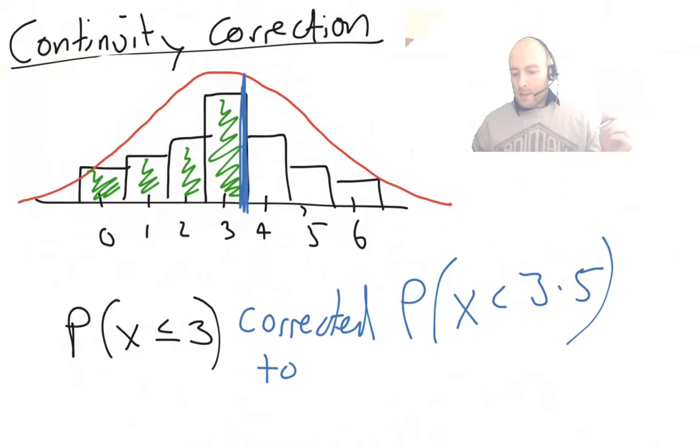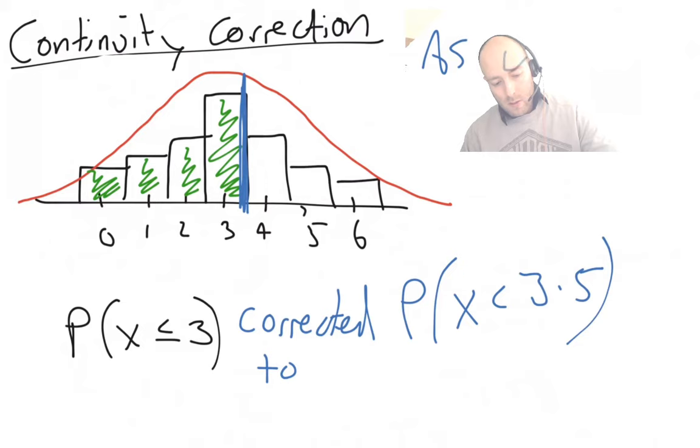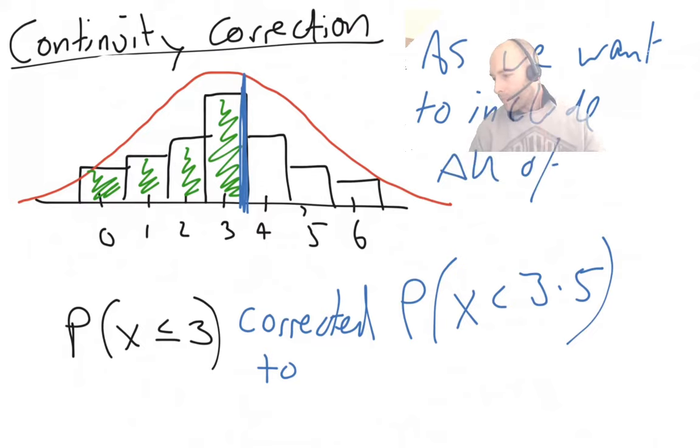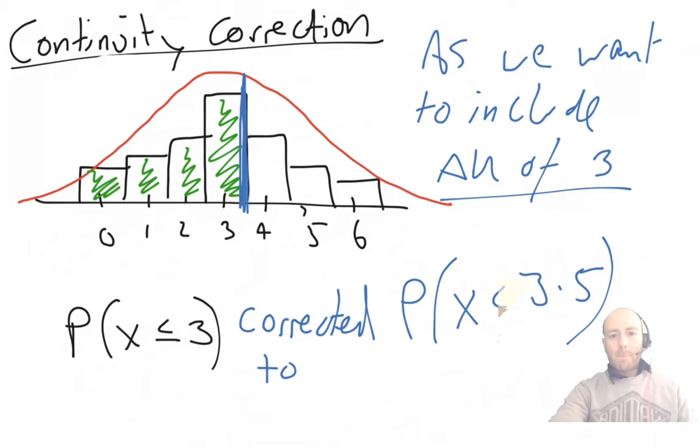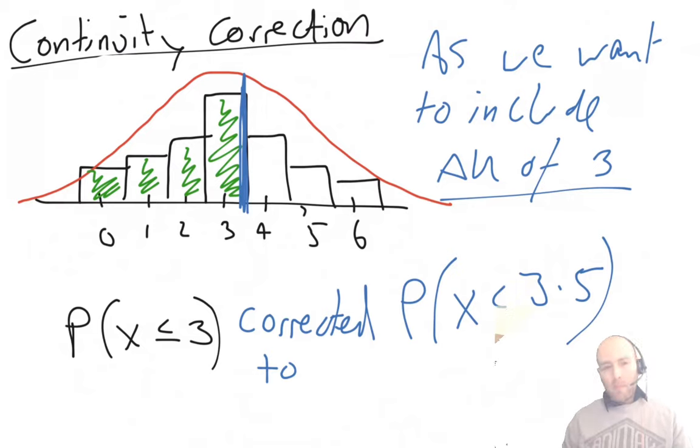Right, does that make sense to everybody? Correct to that as we want to include all of 3. Cool. So that's the easiest one to spot. There's 2 more corrections that we have to do as well, though. So I'd like you guys to have a think about this and to comment what you think the answers are.